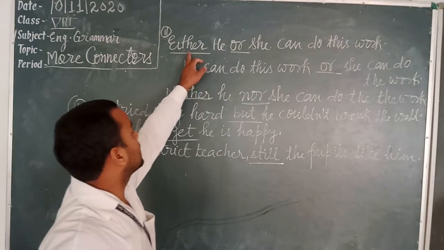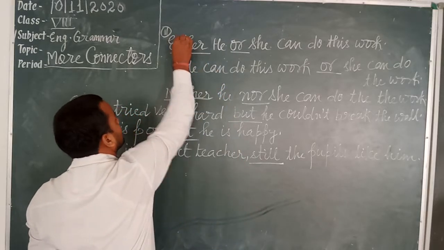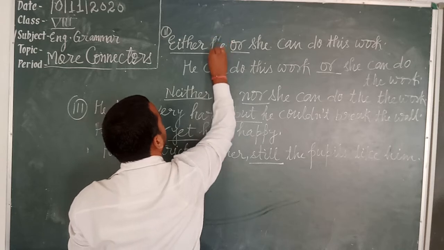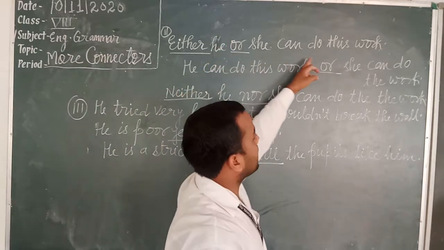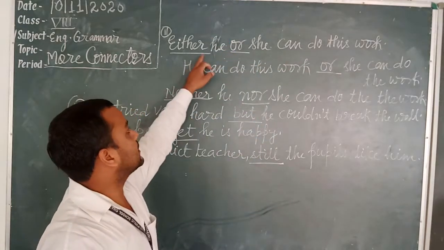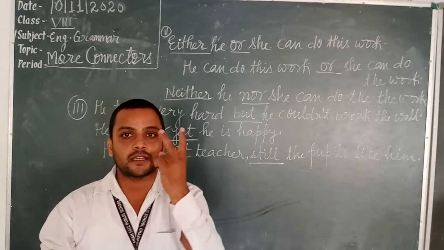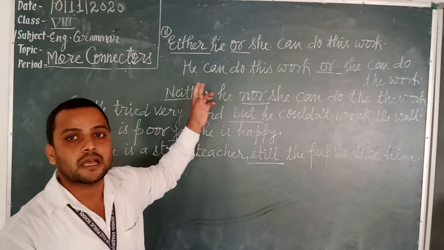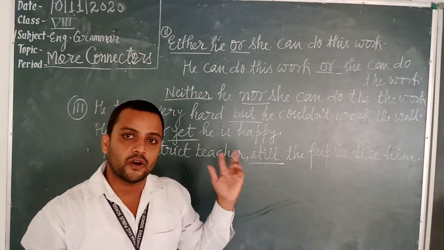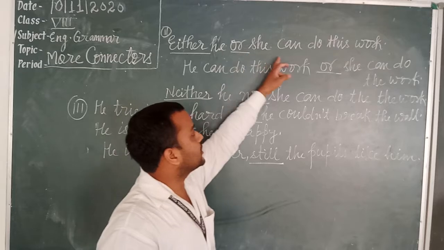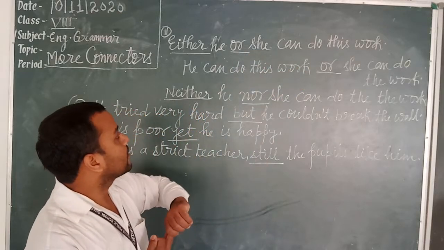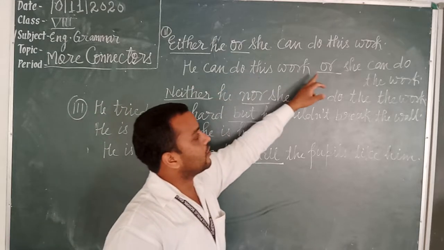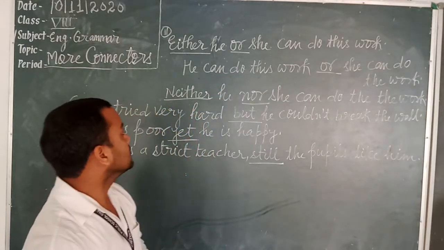See the example, either he or she can do this work. Either he or she. There is an alternate, there is a choice. When there is a sense of choice, then we use either or, neither nor, or. Either he or she can do this work. We can only use or also. He can do this work or she can do this work.